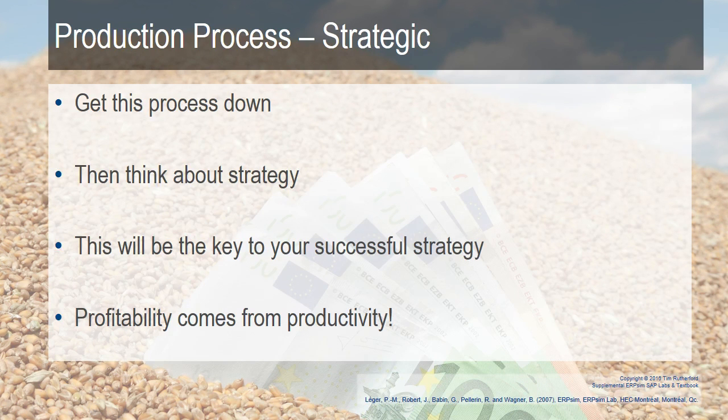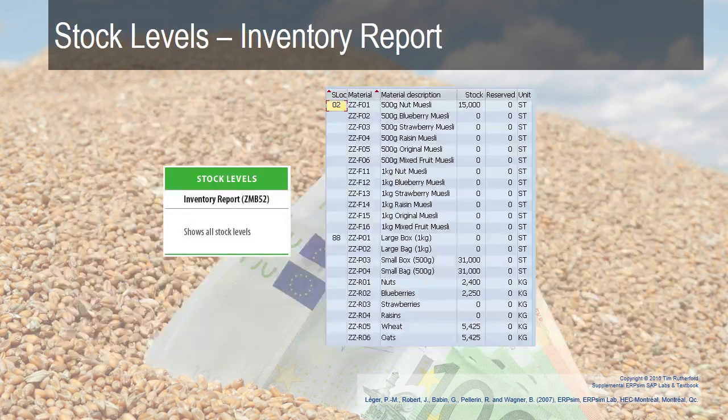So the production process is really a strategic process. It seems pretty functional, but it's really a strategy. It's the key to a successful strategy, a winning strategy. Your profitability really is in line with your productivity. If you are not producing, you can't be selling. So you want to make sure that you have all of this down.